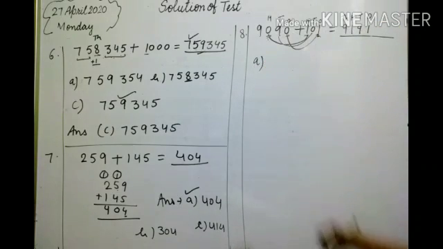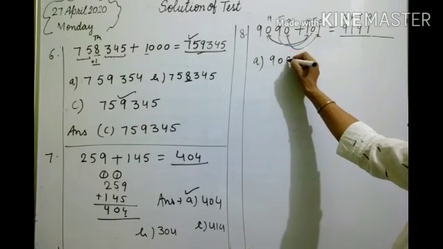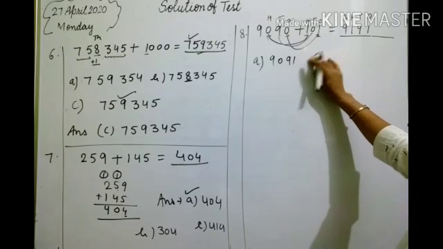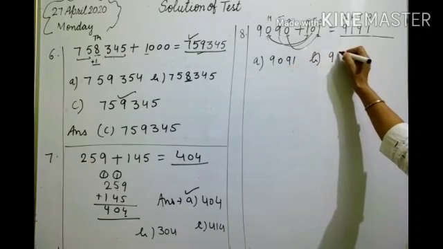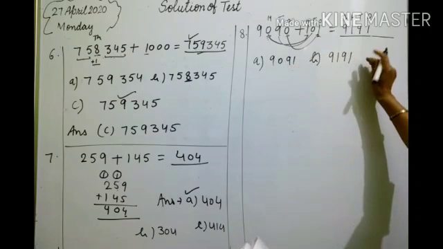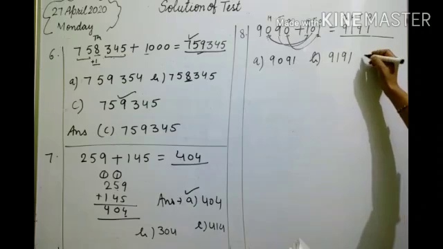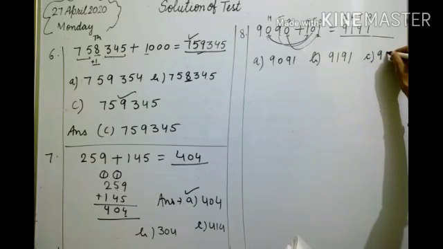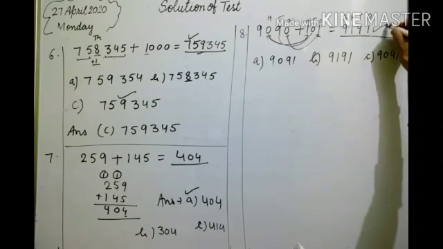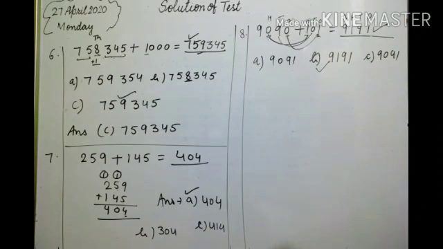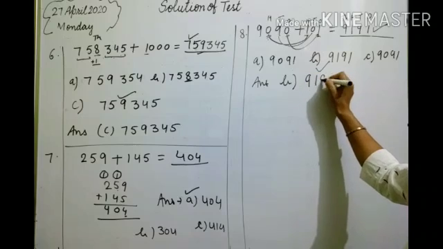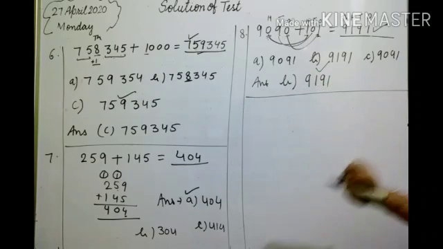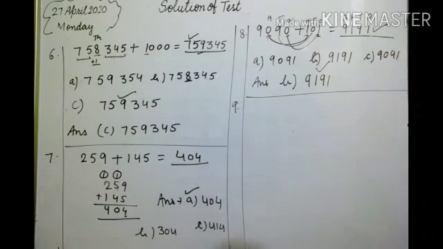So the right option is, first we see the options. First option 9,091, second option 9,191, and third option is 9,091. Our answer matches to B option. So the right answer is B option, 9,191.